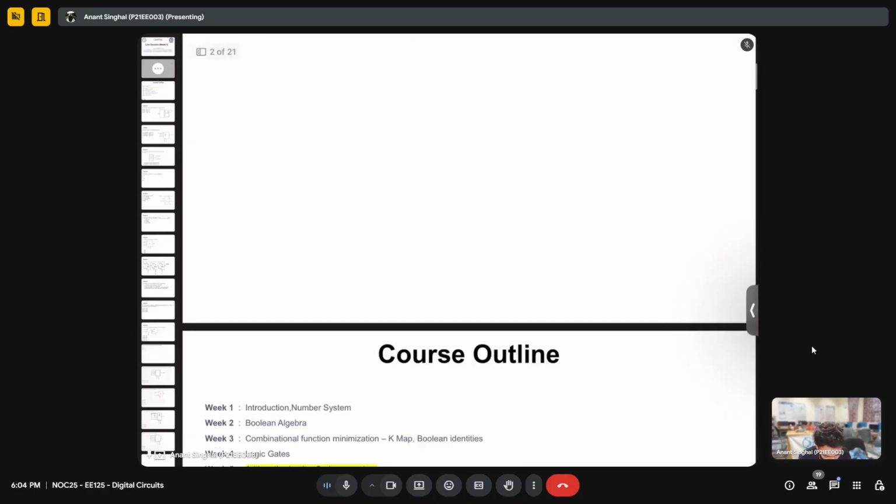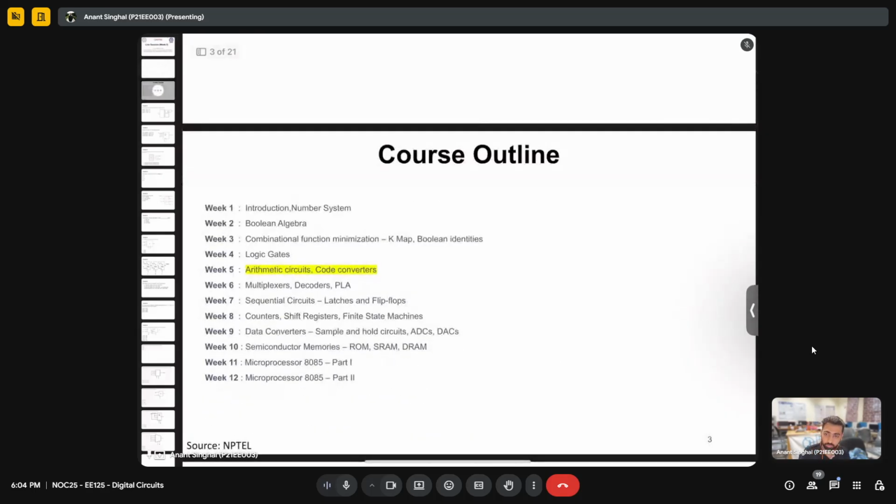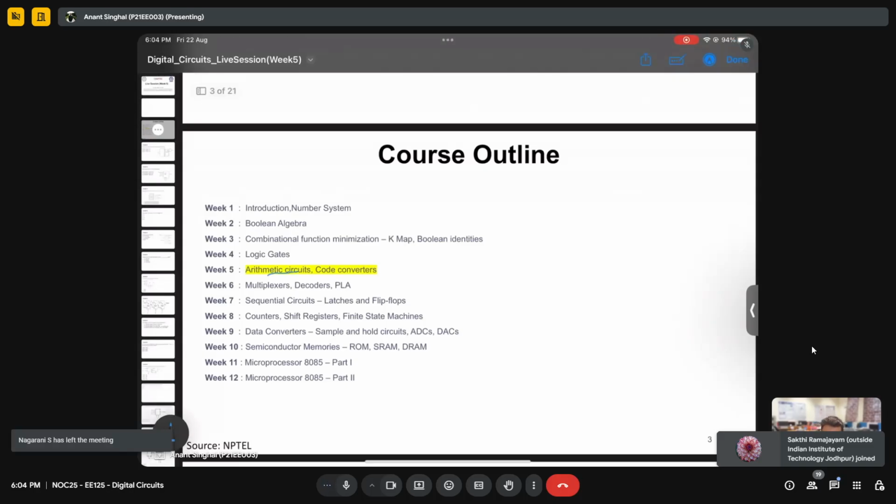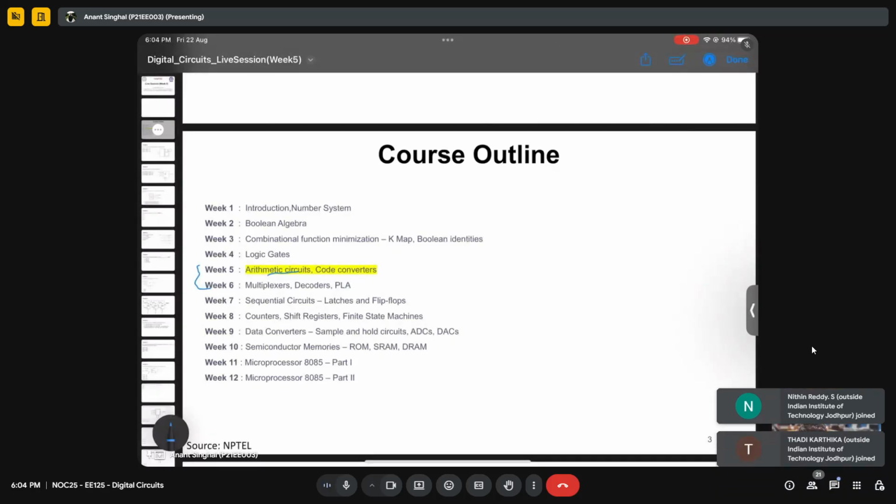So let's go to the course outline. In the previous weeks, we have already covered the basic part of the course, like the gates, different types of gates, and combinational minimization. We now have a good understanding of K-maps and all the different types of gates. We'll now be dealing with some of the circuits in the course outline: multiplexers, demultiplexers, encoders, decoders, etc. It is a combined topic for weeks 5 and 6, so we might be covering some of the week 6 topics here.